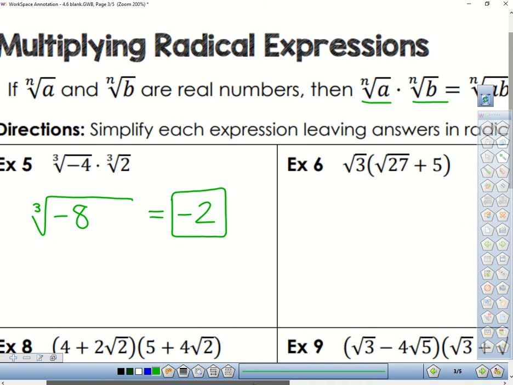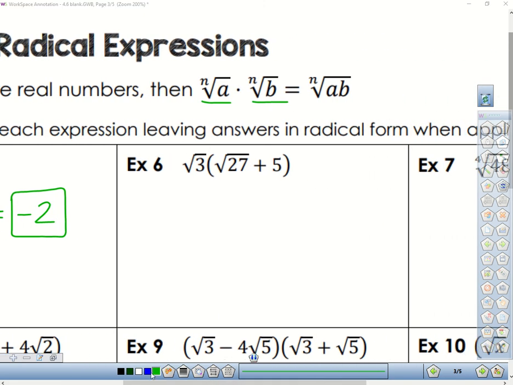Alright, let's go ahead and try number 6. We have to use the distributive property here. When you multiply two square roots together, it's the square root of the product of the two. The product of 3 times 27 is 81. Plus, we can't do anything with 5 times radical 3, so we leave it as 5 radical 3, because we can't really multiply them. Then we want to simplify this as much as possible. So what is the square root of 81?